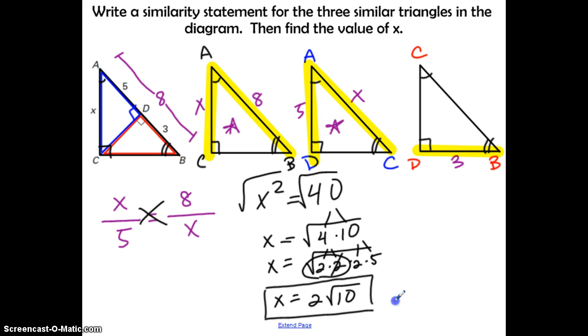Now I know that some of you are going to need to work on setting up your proportions, and then some of you will need to work on this algebra work of simplifying radicals, but we're going to need to work on both of these. Okay, that's all.